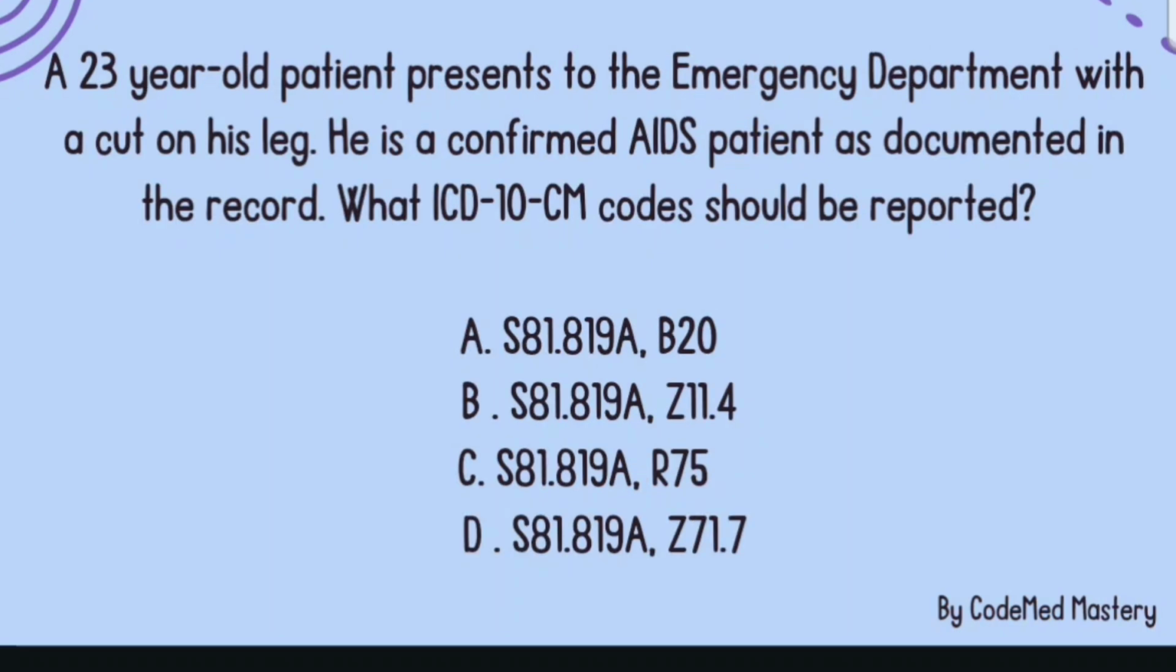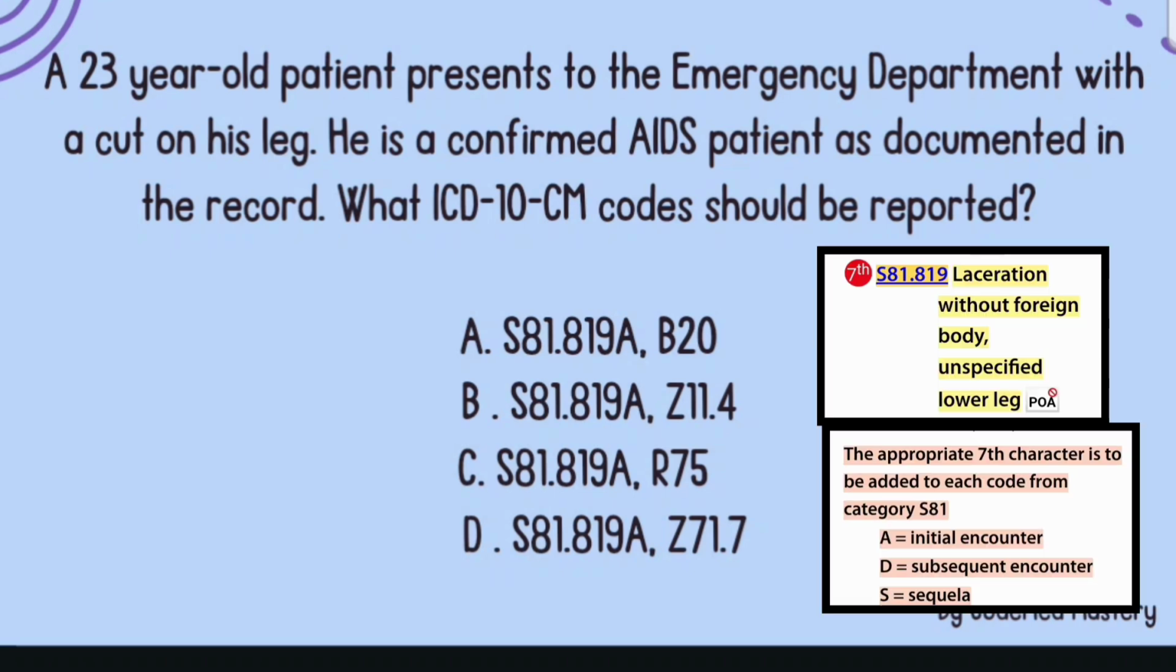Next question. A 23-year-old patient presents to the emergency department with a cut on his leg. He is a confirmed AIDS patient as documented in the record. What ICD-10-CM codes should be reported? In the options A, B, C and D, the first code is S81.819A.